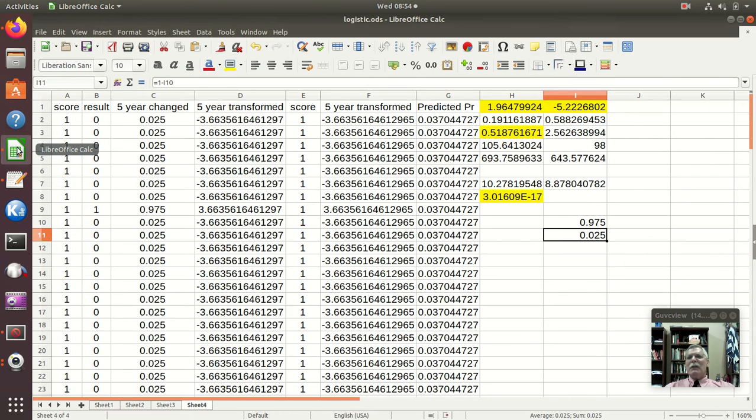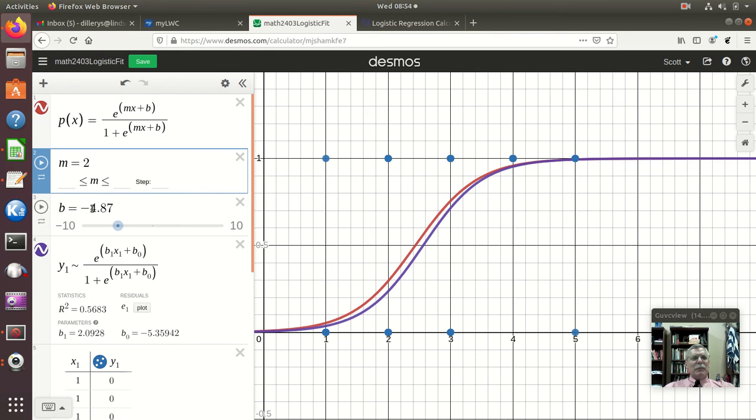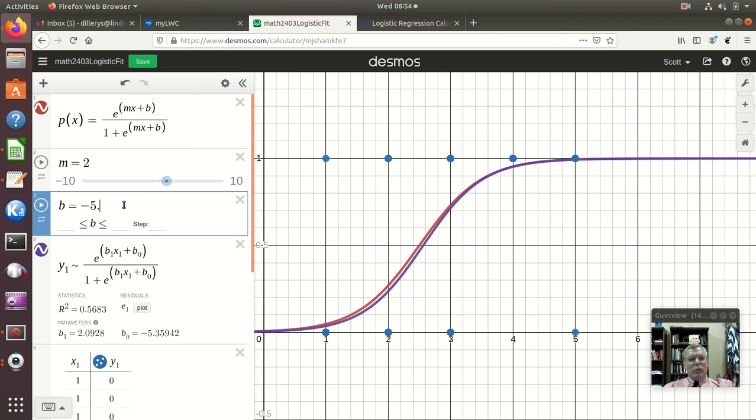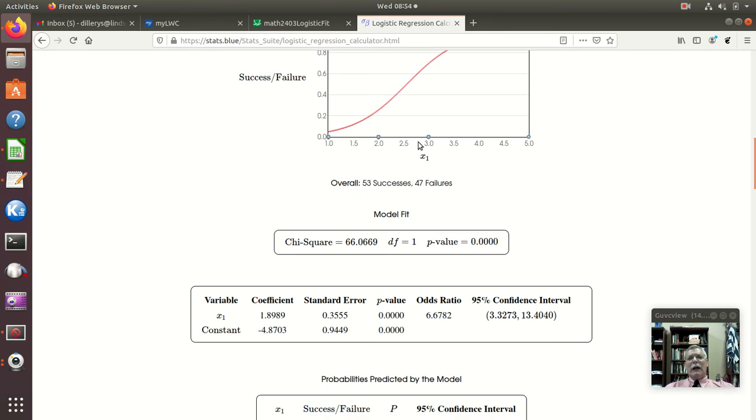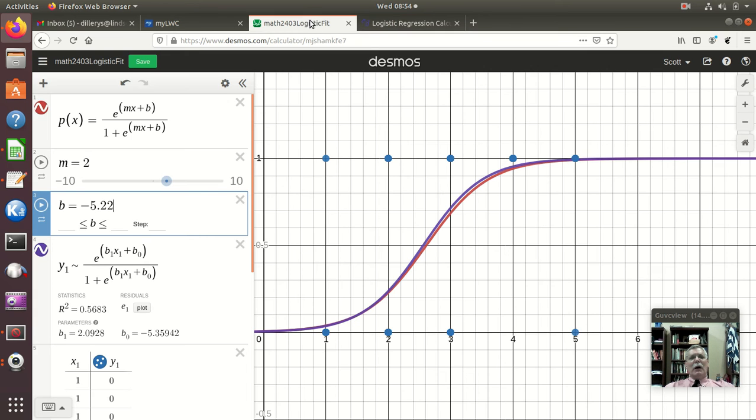And what was the intercept? Minus 5.22. And so you see it fits very well also, as far as being very similar to the Desmos. Now, I do not know what algorithm Desmos uses here, and I do not know what algorithm they use here. Obviously, they use something a little different than our heuristic.